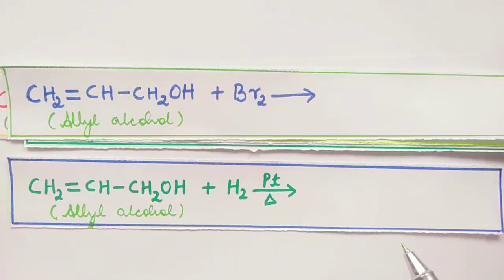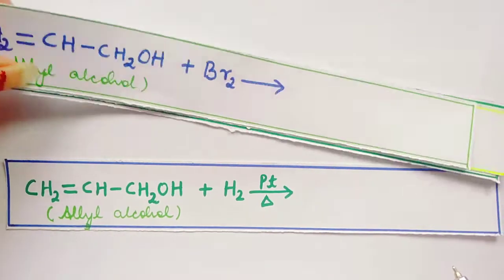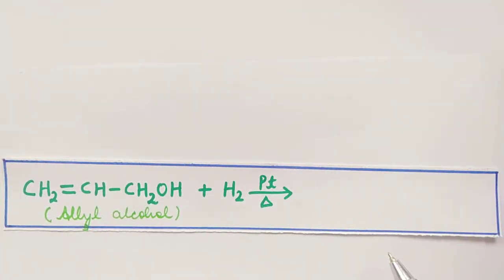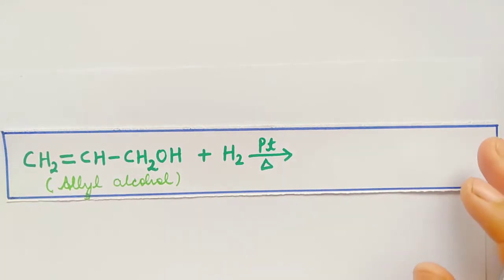Let us complete these chemical reactions of allyl alcohol together. You can take out your chemistry notebook and complete them together with me. Let's start with the first one. Here is the hydrogenation of allyl alcohol.